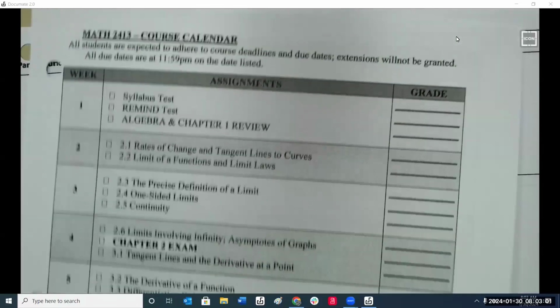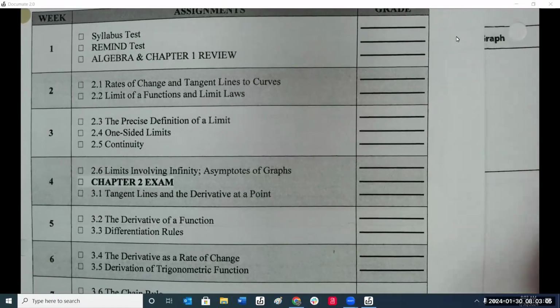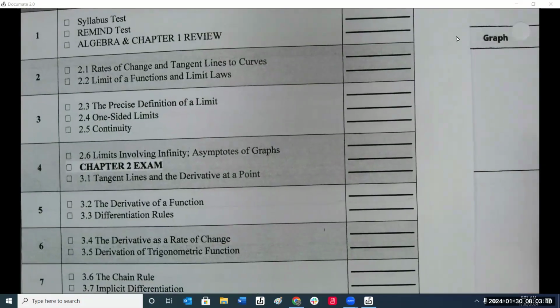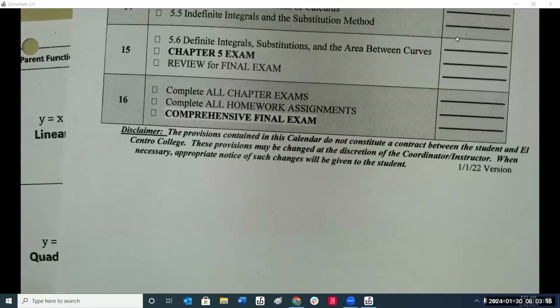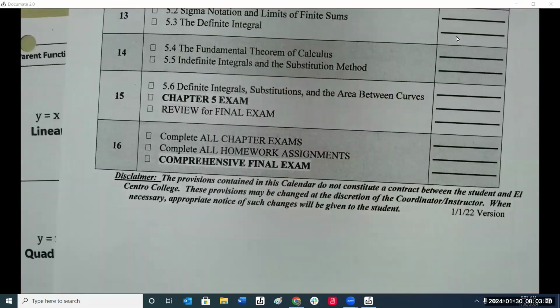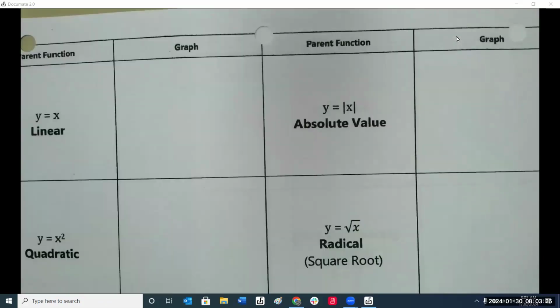So if you want to know your grade, average the homework assignments, add the test grades that we have up there, and average those in. And it goes all the way over here. So I'm hoping that we'll finish everything by the 14th week. They'll give us a week and a half to review and get everything ready for the final exam. All right, so that's aside.